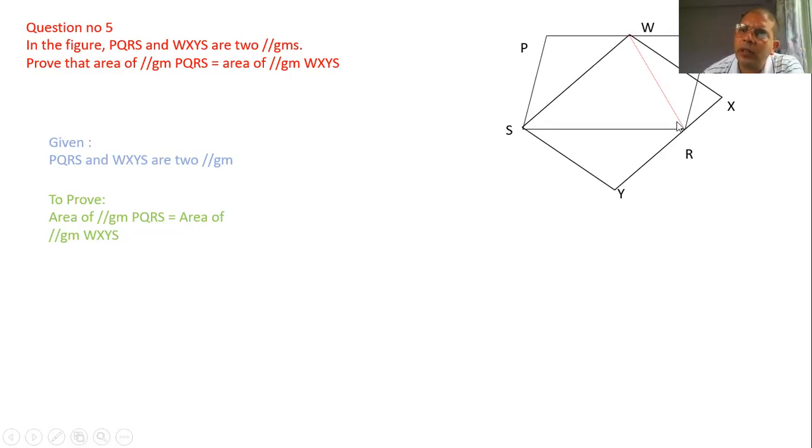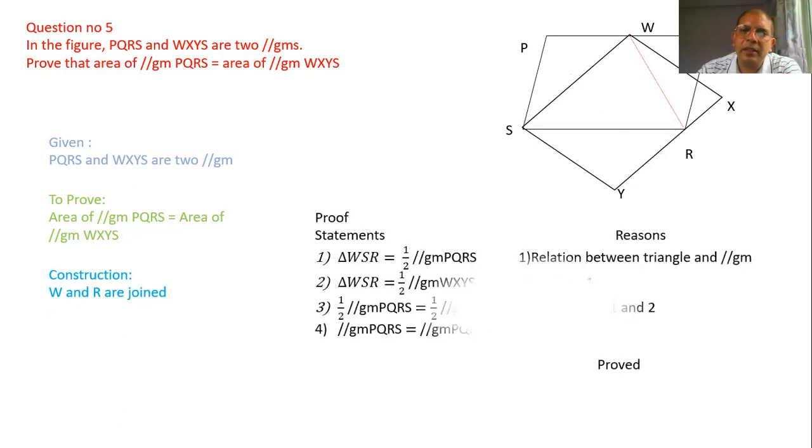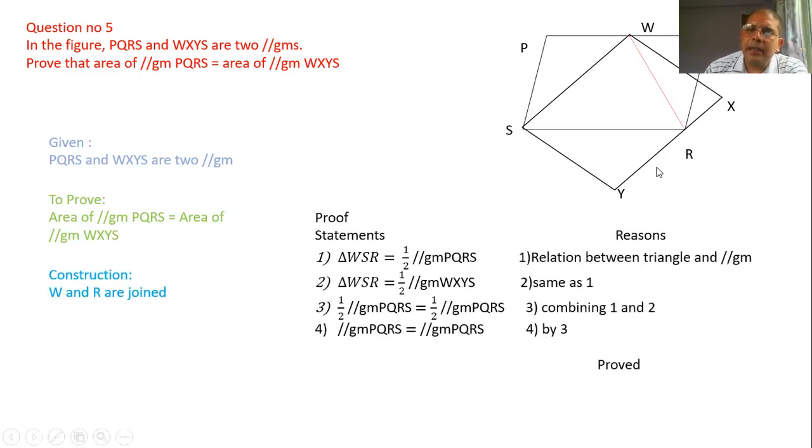If you join this one, you can write down WSR is half of the total parallelogram PQRS. And in the other parallelogram WXYS, triangle SWR is also half of the parallelogram. So you can join them; this is your construction. The construction is that W and R are joined.